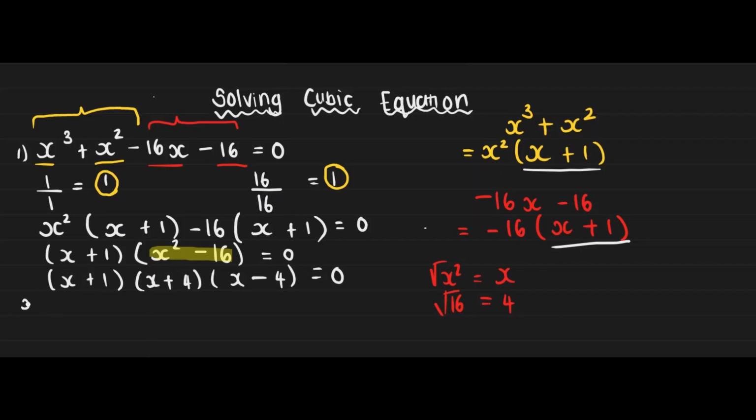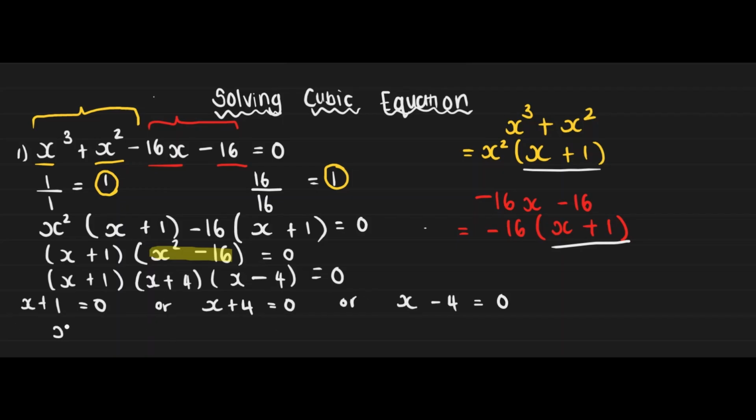So you're going to say x plus 1 is equals to 0. Then you're going to say x plus 4 is equals to 0. Or you're going to say what? X minus 4 is equals to 0. Then we're going to take the one without the x to the other side. So we're solving for x.